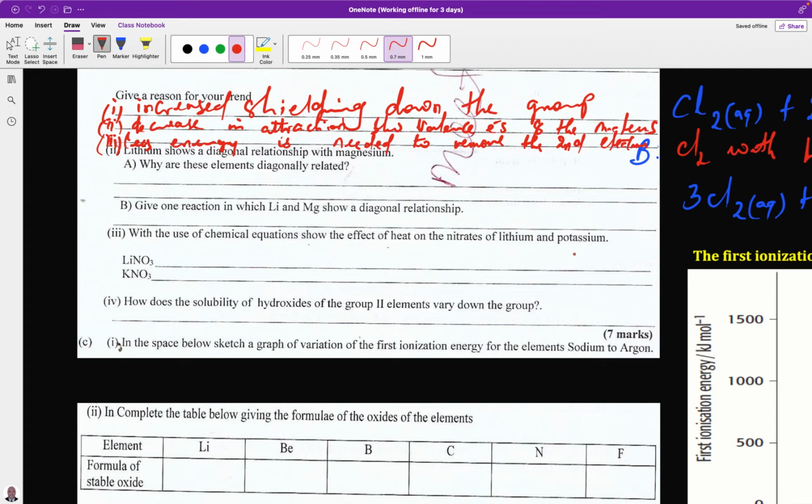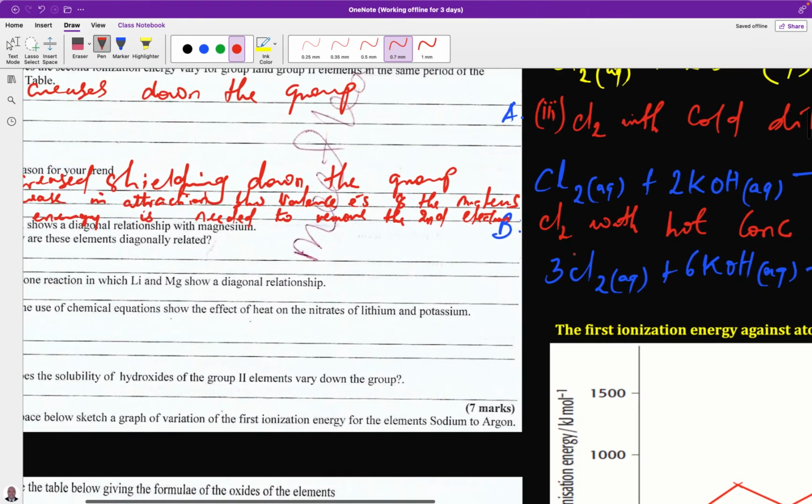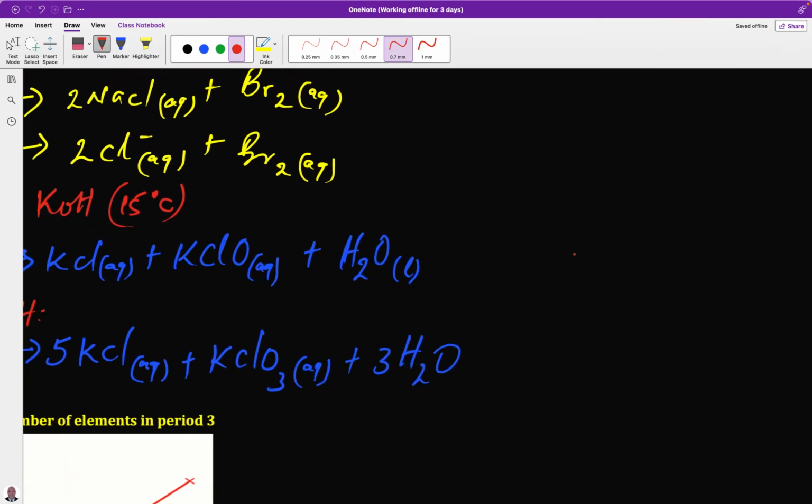So that is it. Question number 3B. Give one reaction in which lithium and magnesium show a diagonal relationship. I think I have mentioned some reaction there. Let me give the reaction when they are heated with nitrogen.